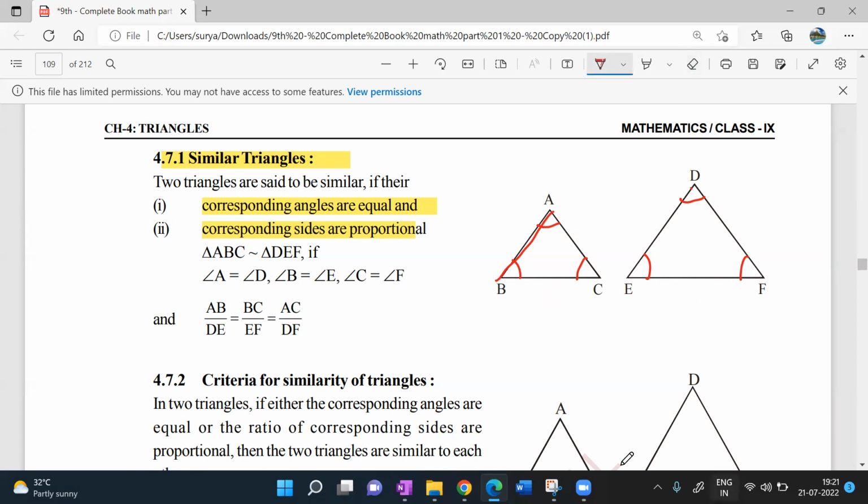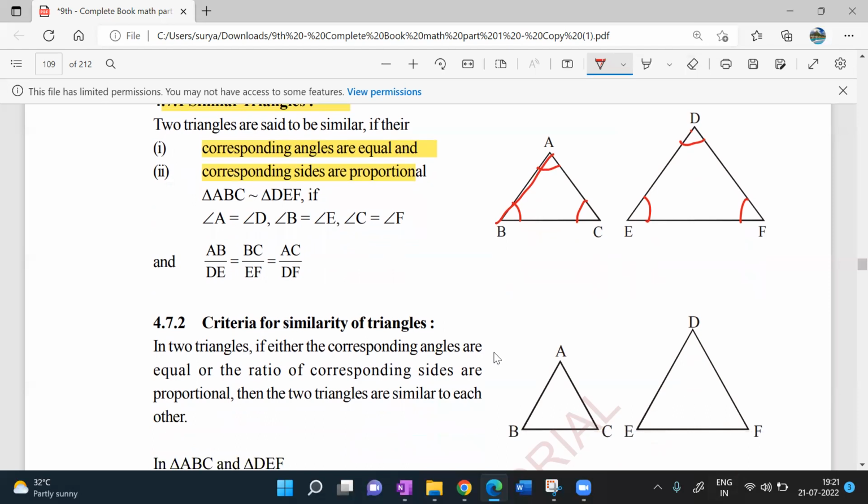Sir, BC can't be 6 and EF can't be 3. I'm telling you, the ratios are proper. We are talking about angles, sir. No, angles should be the same. I'm talking about the sides. Proportional: if AB is 1, DE must be 2. BC is 1 means EF must be 2. AC is 1 means DF must be 2. Their ratios should be the same: 1:2, 1:2, 1:2, like that. Okay, sir, understood. Understand, Lalit? Yes, sir.